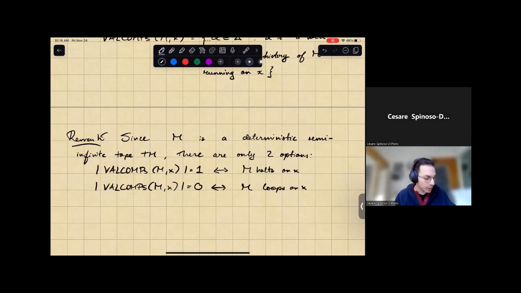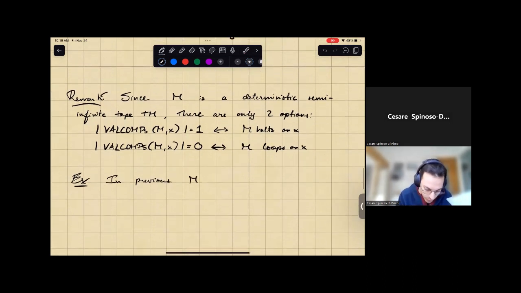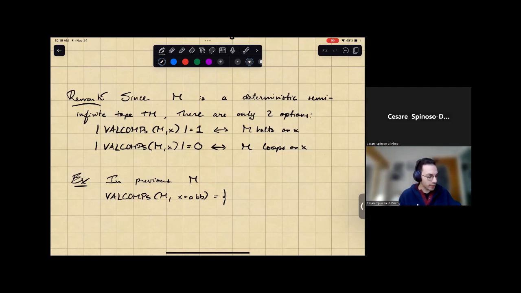Right, and so we can tie this back to the previous example of the Turing machine we were looking at. In the previous Turing machine M, valcomps of M given X as ABB, that was the language, right? This was when M halted on X, and that was the language containing a single string. And that string was this first alpha 0, and then the second alpha 1.